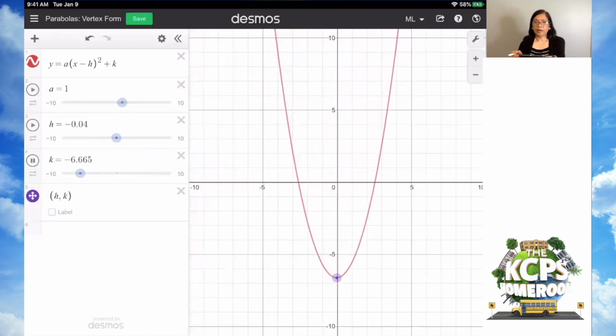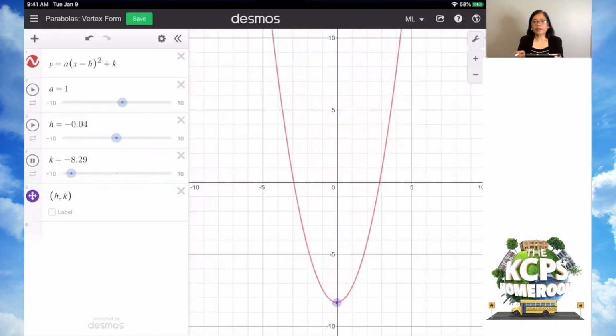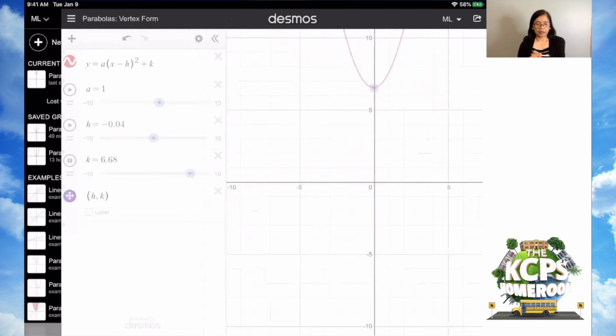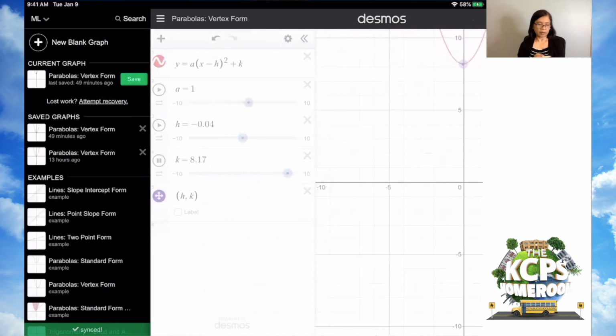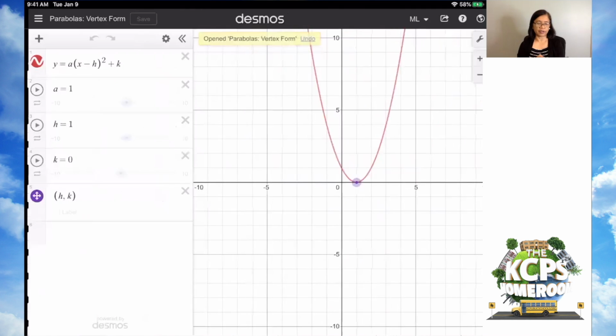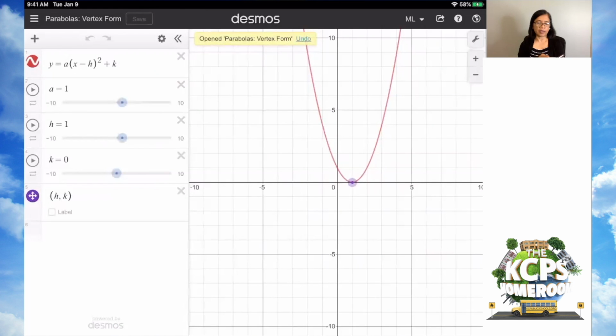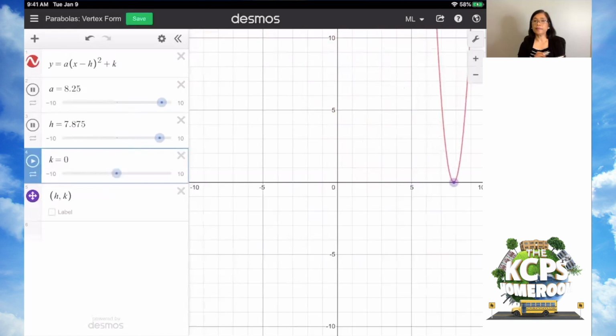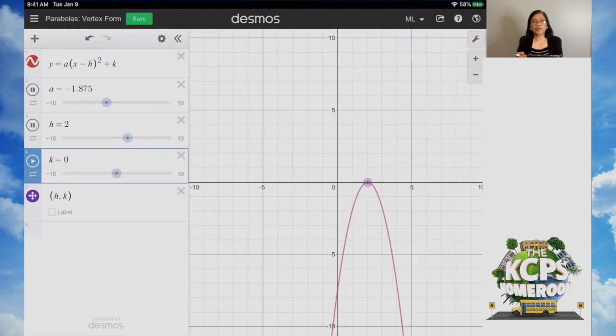For your practice, I want you to Google Desmos graphing calculator and look for the parabolas in vertex form. Then you can just play around and change the values of a, the value of h, then the value of k. So that concludes our lesson for today, and I hope to see you next week.